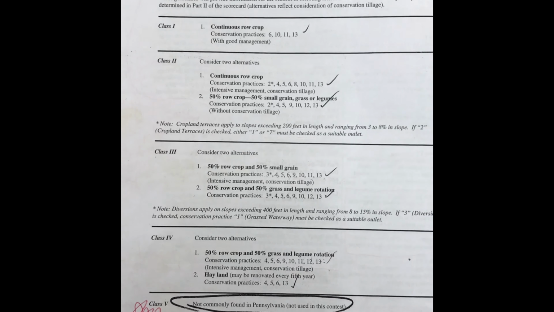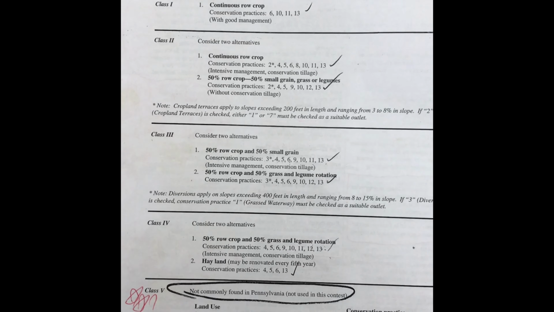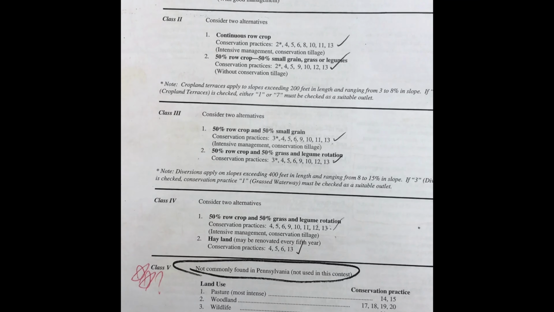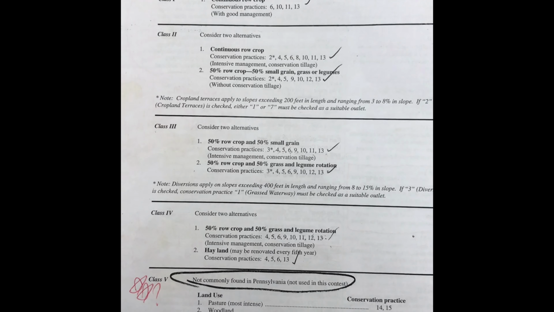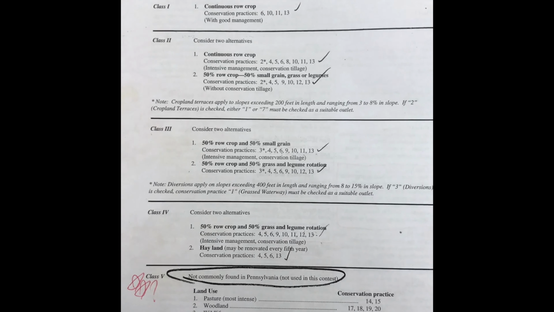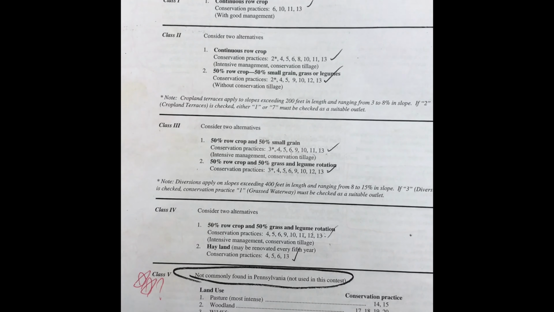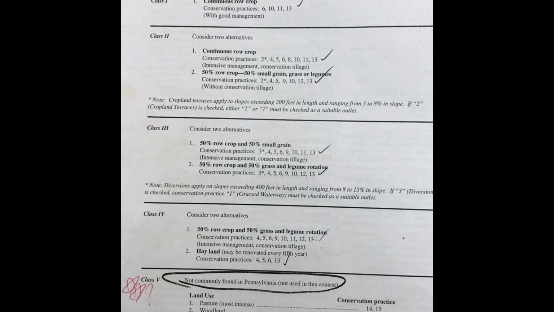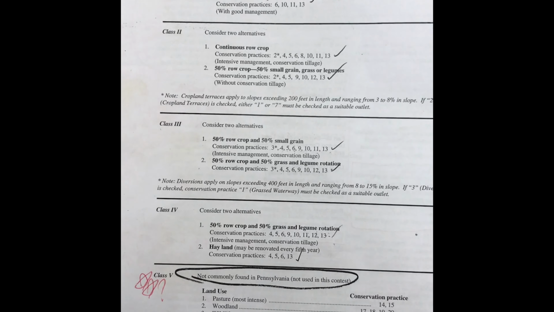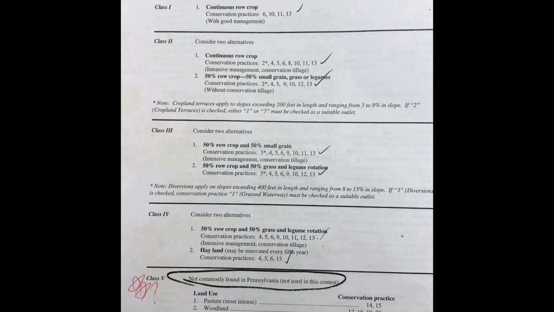Okay, so if you become really familiar with this sheet, and as long as you can figure out what capability class and subclass your soil is based on all of the physical characteristics from the first part, this is going to be a really easy part of the test because if you can memorize it and you can know what these practices are based on the sheet, you're going to do really well.